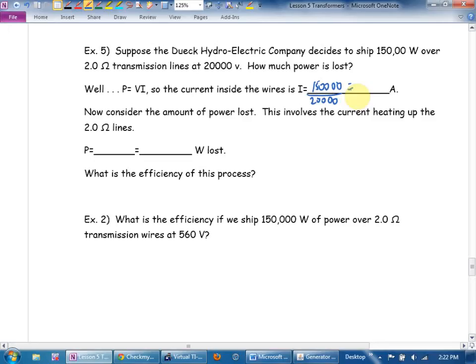Now, consider the amount of power lost. This involves the current heating up the 2-ohm lines, which is why I have to use my second definition of power that has the resistance of the wires in it. I can't use VI because I haven't taken into account the resistance of the wires. I have to use I squared R. What's I squared times what's the resistance of the wires? How much power do I lose to heat? How much? 113-ish.